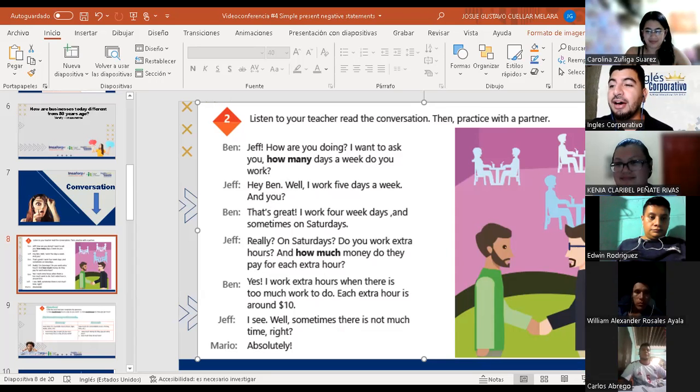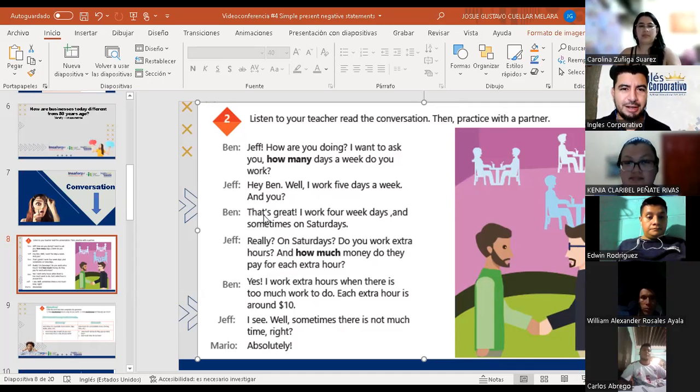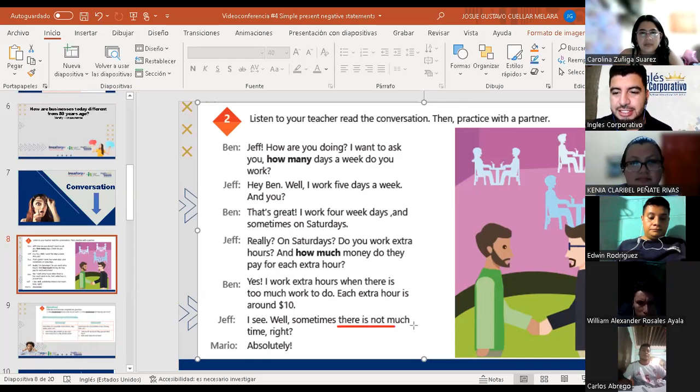Okay, so here we have some examples of how to use how many and how much. Okay, we're going to practice this. Do you have problems with these words? Any new vocabulary? There is not. No hay. There is not much time.